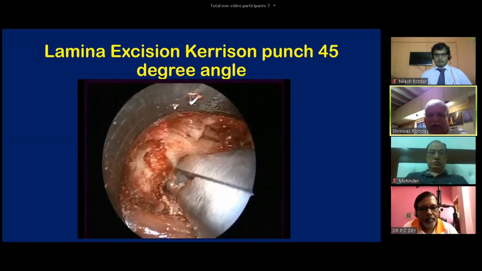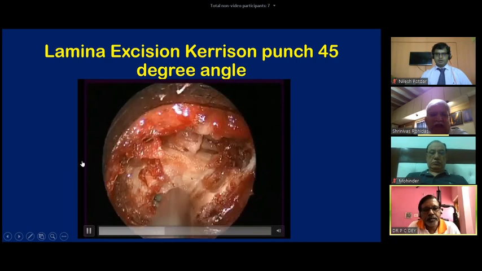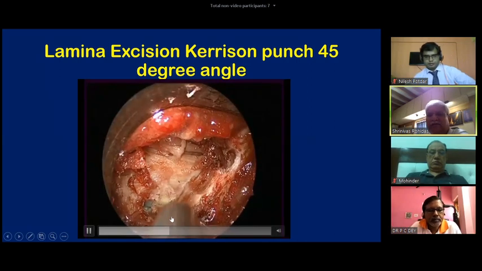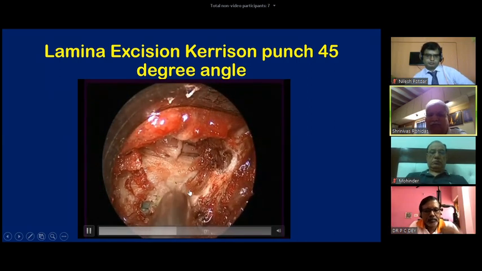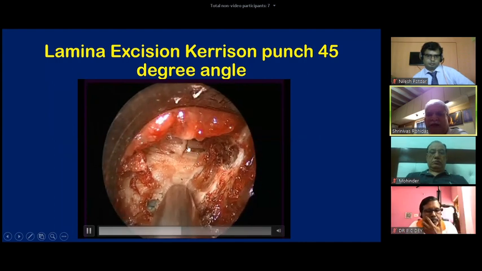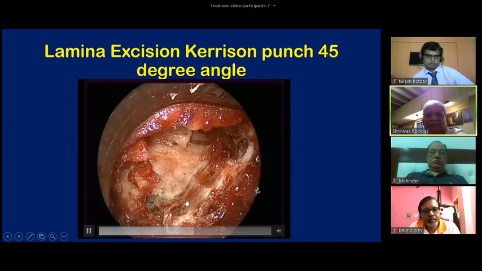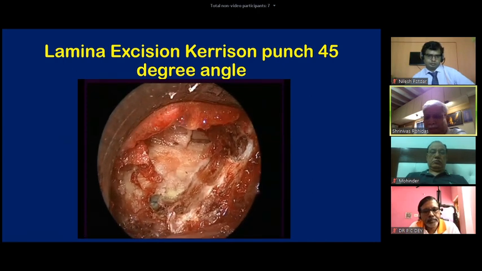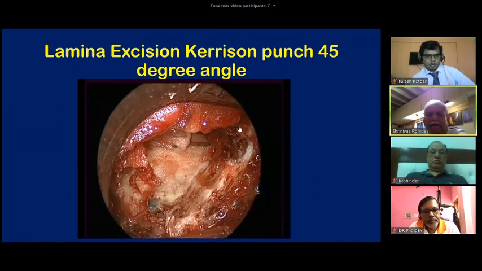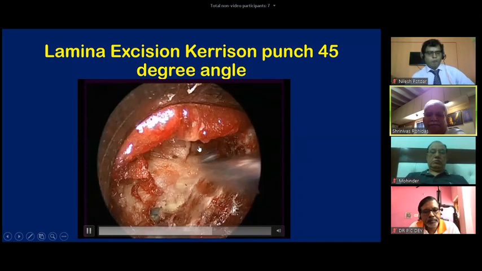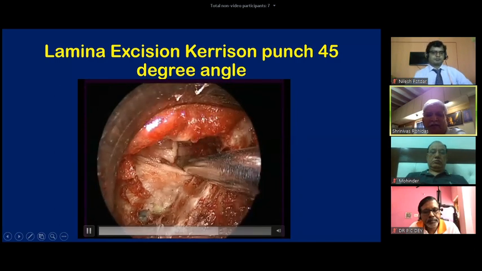No, it's okay. This is cranial, caudal, medial and lateral. We remove part of the lamina. This is the midline. Now this is with the HD camera. This is the midline. We are detaching the flavum now.